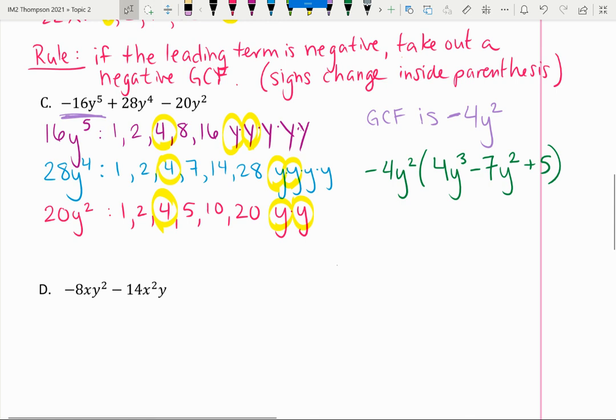Negative 8xy squared minus 14x squared y. Now, throw in another variable in there, but the rules all stay the same.